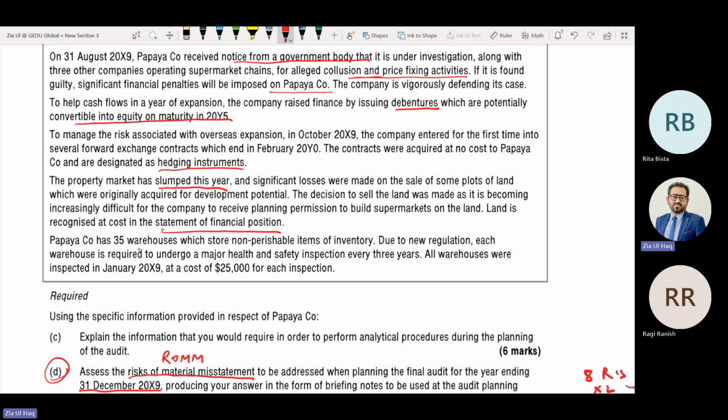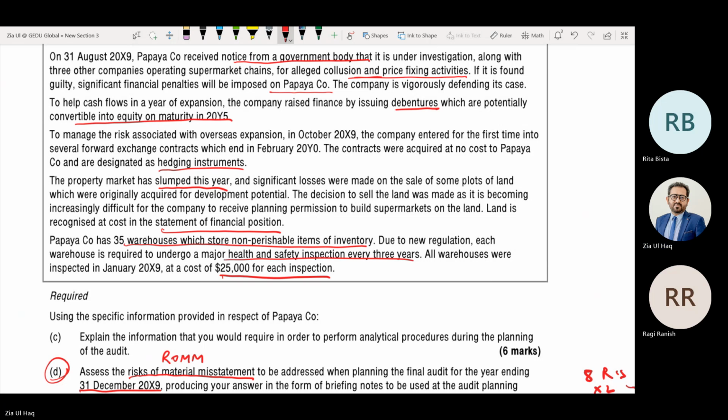Papaya company has 35 warehouses which store non-perishable item of inventory. Due to new regulations, each warehouse is required to undergo a major health and safety inspection every 3 years. In every warehouse, some inspection is legally required. All warehouses were inspected in January 20X9 at a cost of 25,000 for each inspection. Every 3-year inspection is required.